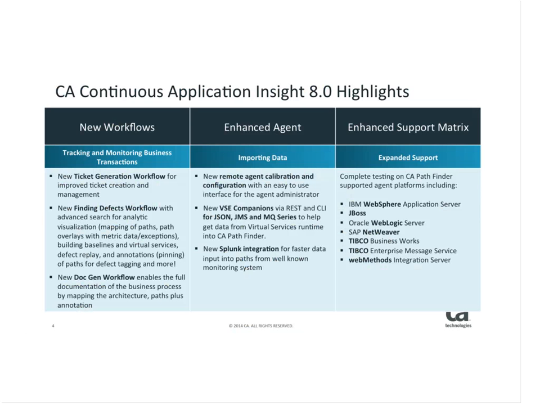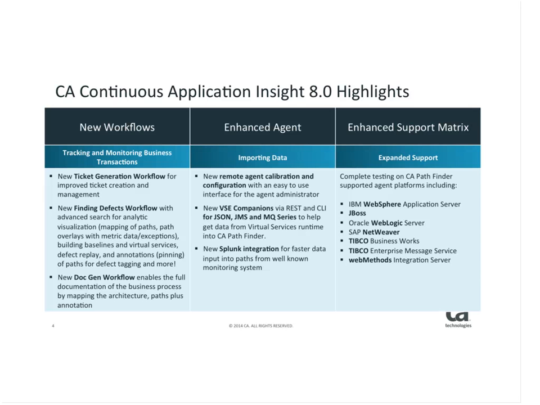So I'm going to start with some of the highlights for Application Insight 8. We've basically come up with 3 new primary workflows for generating tickets, so how you generate cases where you found defects in the application. This is a strong use for manual testers. New ways to find defects within the application, looking at visualization of the paths, response times, exceptions, and metric data. And then some new DocGen workflows, enabling you to actually document what's behind the user interface and understand what's behind the application, and that way you can actually generate, say, virtual services and test cases and things like that.